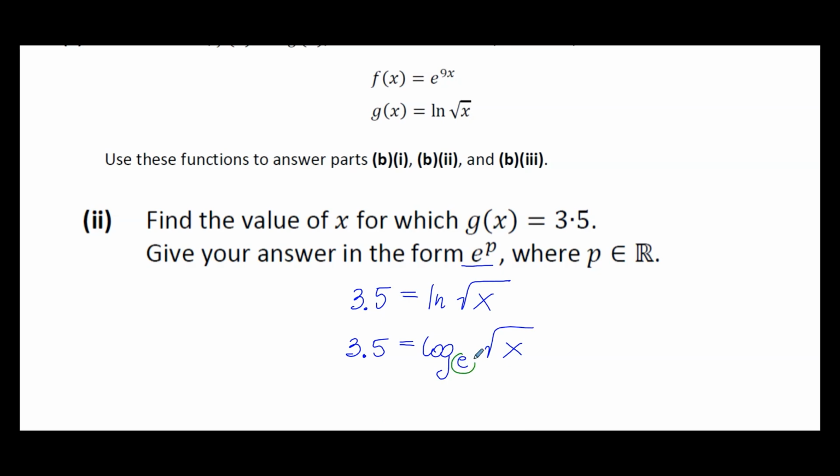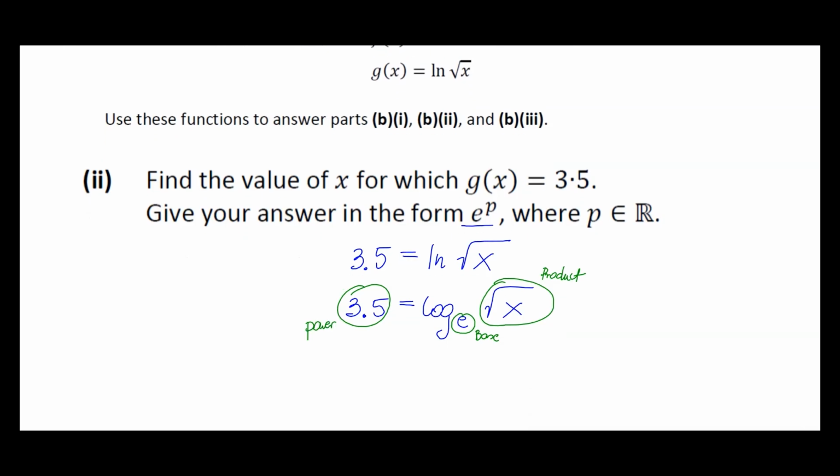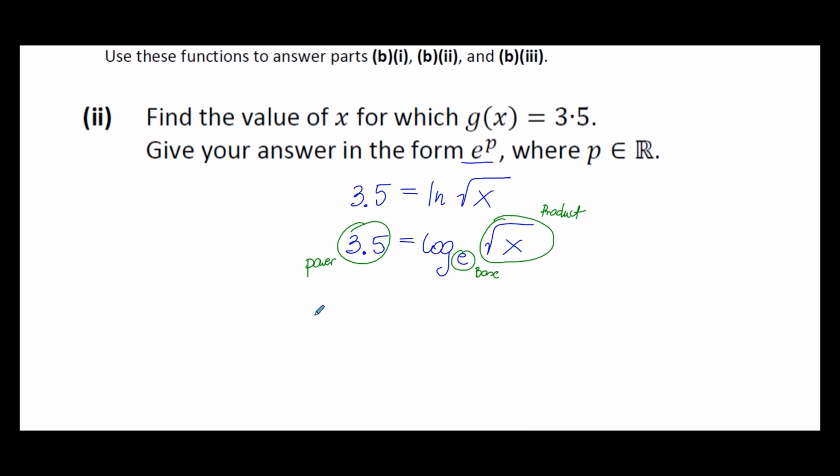Okay, so that is the base. That one here is my product. And that is my power, isn't it? Okay, so that means if I need to change, then I take the base to the power, and that equals my product. So base is what? e, to the power of 3.5, and my product is square root of x.